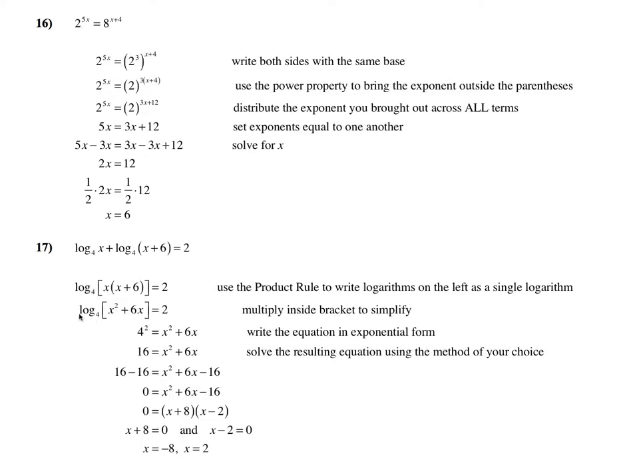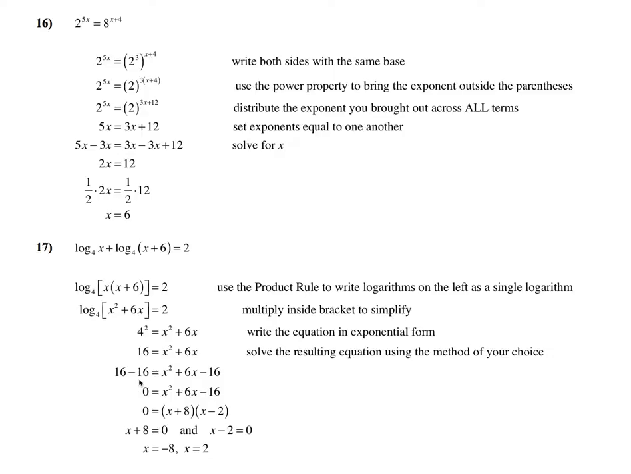And so now we have the logarithm base 4 of x squared plus 6x, the entire expression x squared plus 6x, equals 2. The easiest way to solve this now is to write the equation in exponential form. We remember that 4 is a base, and we place 2 as its exponent and bring this expression inside the logarithm here to the right side of the equation. 4 squared is 16, and so what we now have is a quadratic equation.